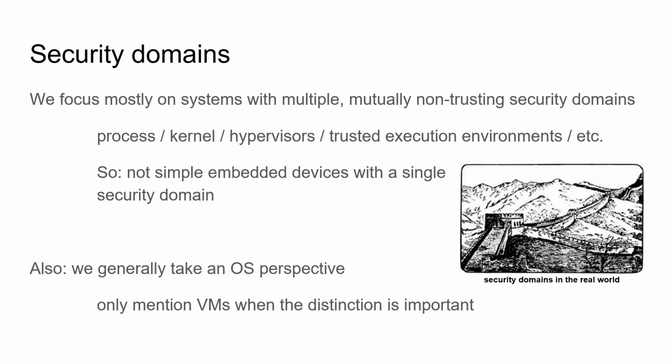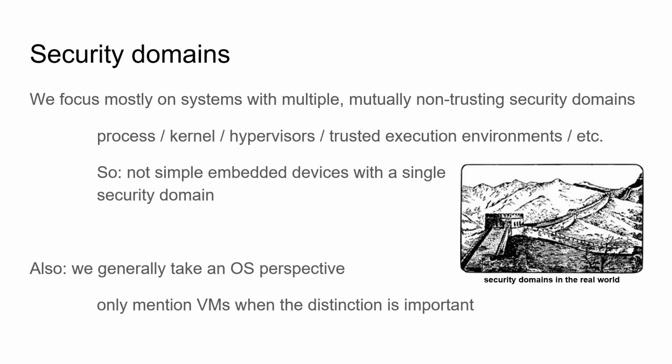For instance, different processes need to be isolated from each other. The kernel needs to be isolated from the processes and needs to ensure that the processes are isolated from each other. The hypervisor needs to be isolated from the kernel that runs on top of it and from the processes that run on top of it. And the trusted execution environments, such as those enforced by Intel or ARM processors, need to be isolated from the rest of the system, and so on.